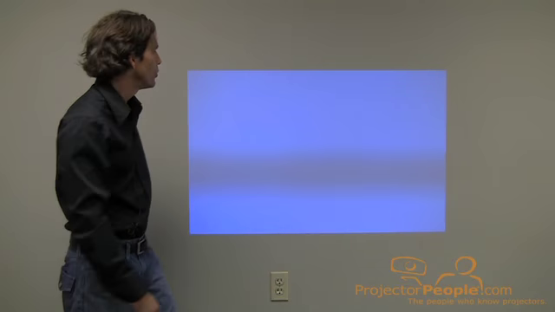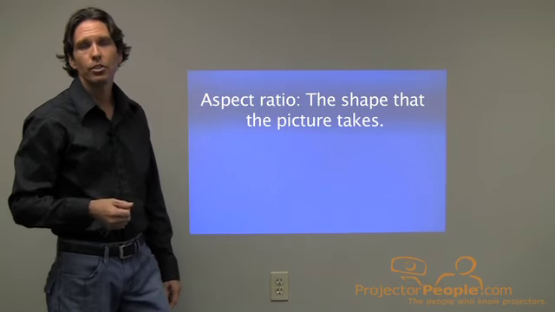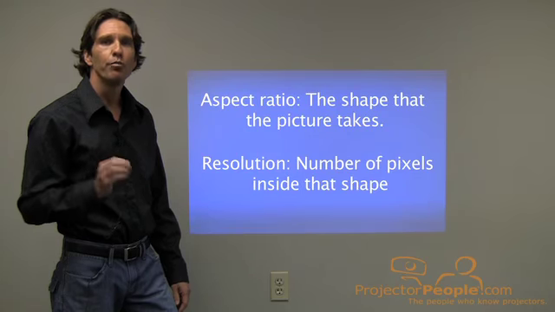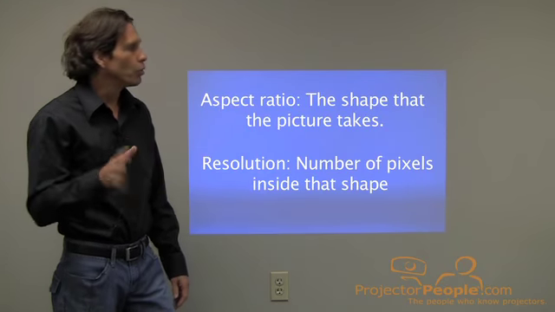Aspect ratio is the shape that the resolution takes, whether it be a square or rectangle. So you've got aspect ratio, which is the shape that the picture takes, and resolution, which is the number of pixels inside that shape. So what we're going to do is put up 3 resolutions on the wall, and go through them and talk about the advantages and the best applications for those resolutions. All right, so let's get started.